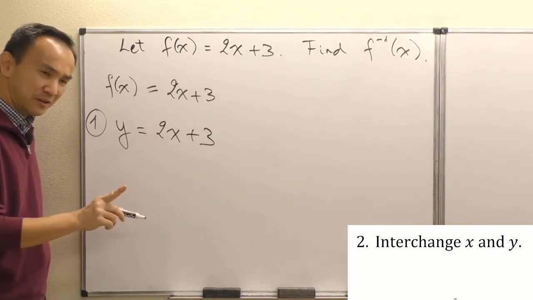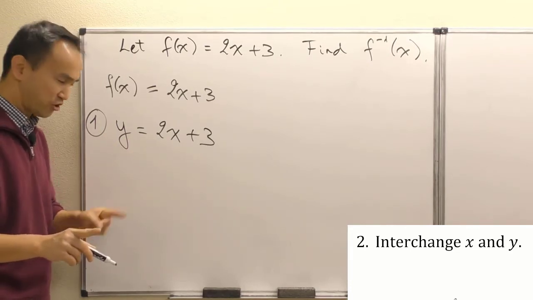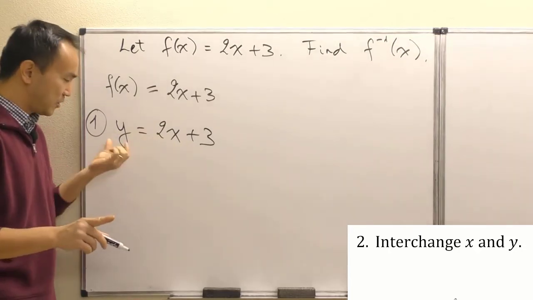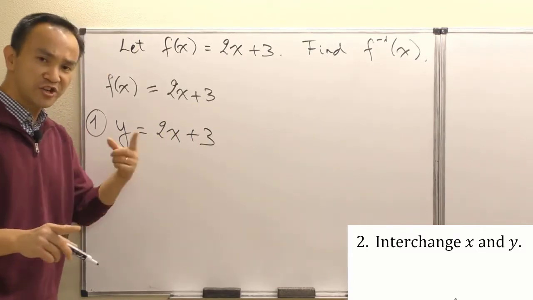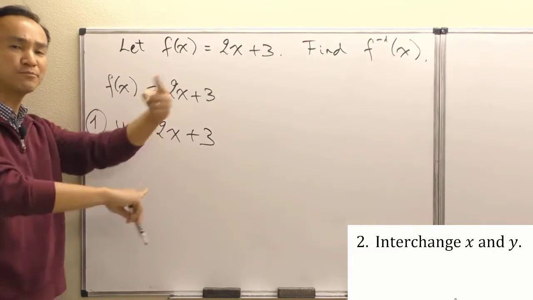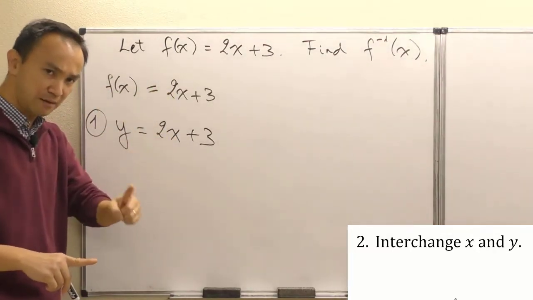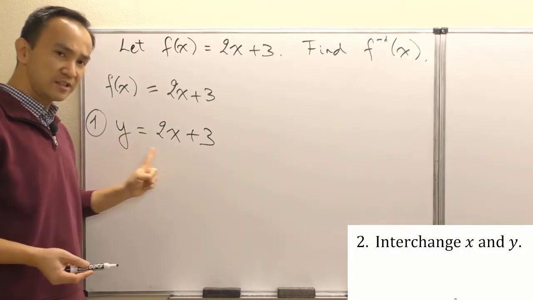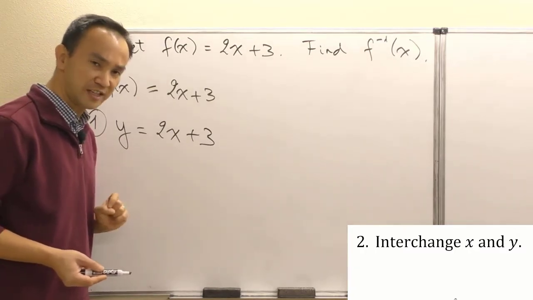So step 2 now, look at the words right here. We want to interchange x and y. Because right now, after step 1, we have y equals an expression of x. So now we want to interchange x and y. The real idea is we want to swap the roles of x and y. X becomes y and y becomes x. That's what interchange means. So in this equation, x becomes y and y becomes x.